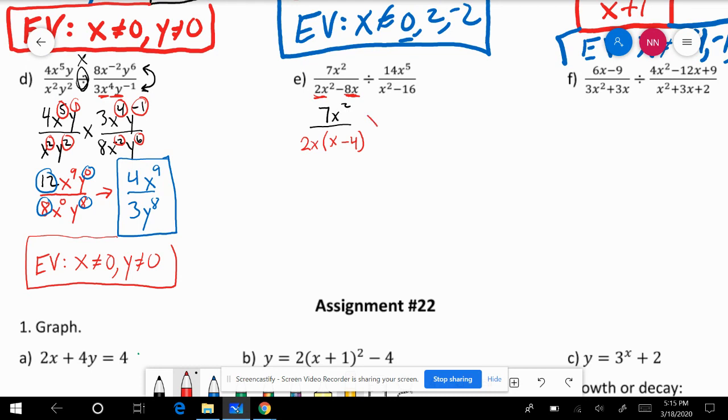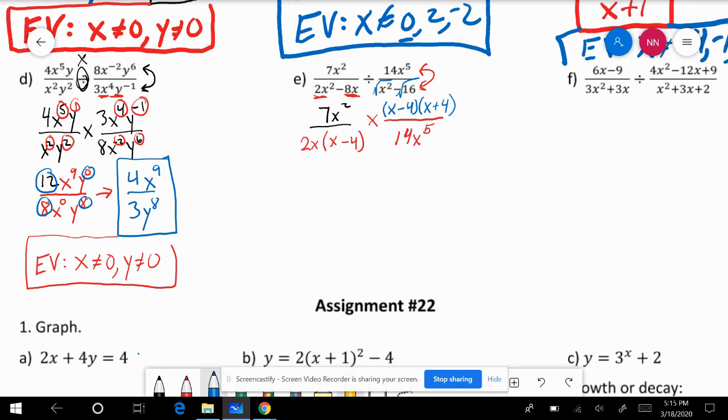We change it to multiplication because we're flipping the second ones. So when we flip it, what we notice is that the 14x to the fifth is on the bottom. What we see right here is a special factoring pattern. Notice that we can take the square root of each one. So that gives us an x minus 4, and it gives us an x plus 4.